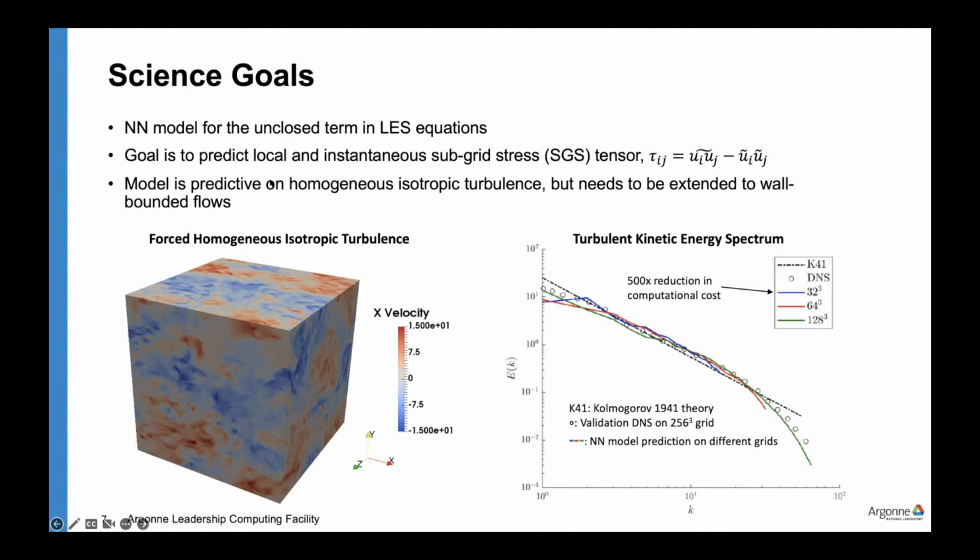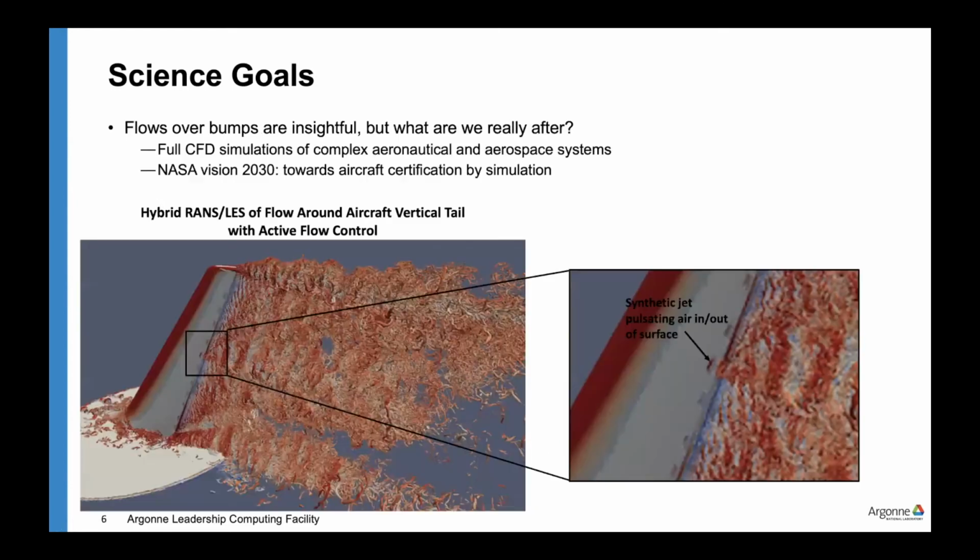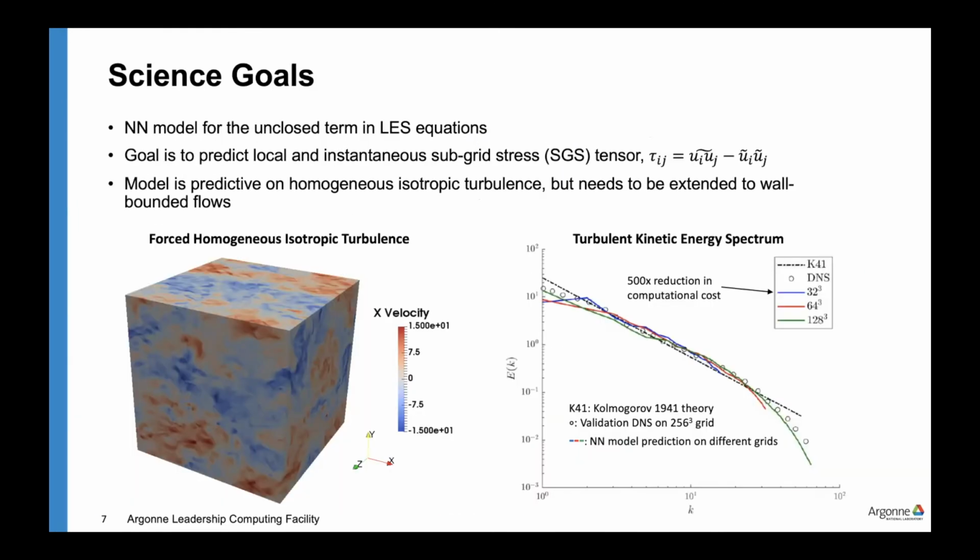So our goal is to be able to predict local and instantaneous subgrid stresses, in particular the subgrid stress tensor, defined here where the tilde is a filtering operator and u is the velocity. Currently, we've been able to demonstrate that the model we're working with is predictive on some academic flows, and we're trying to expand it to the flows I've shown in the past two slides.